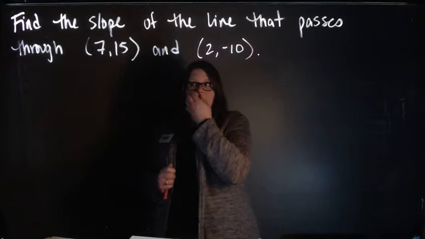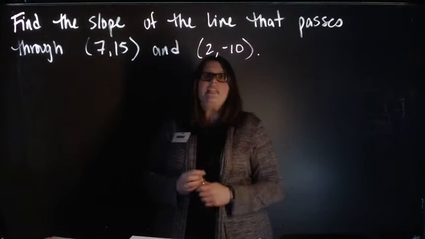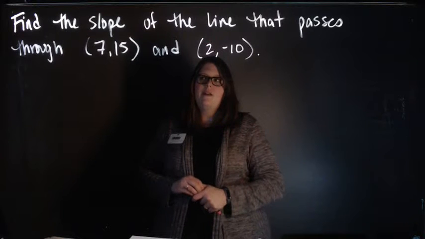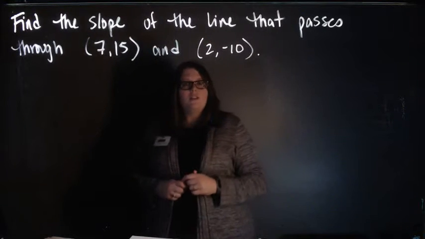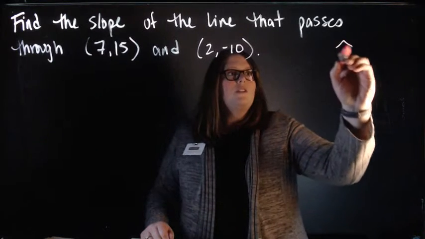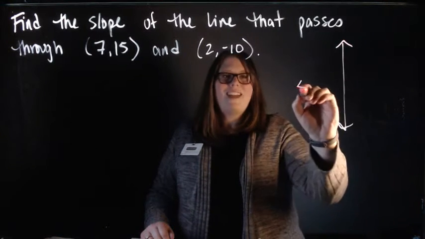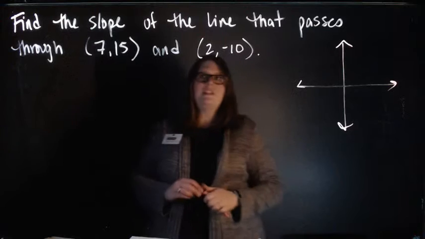Find the slope of the line that passes through points (7, 15) and (2, negative 10). So to start this, we could sketch where these points would live on a coordinate plane. So let's first just give it a rough sketch. It does not have to be perfect.